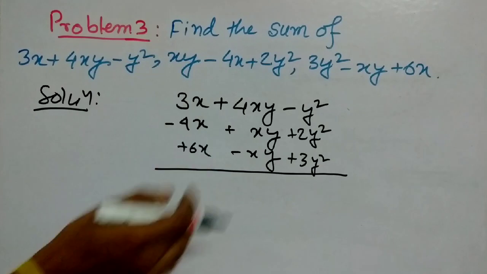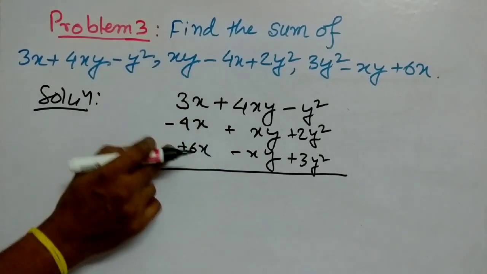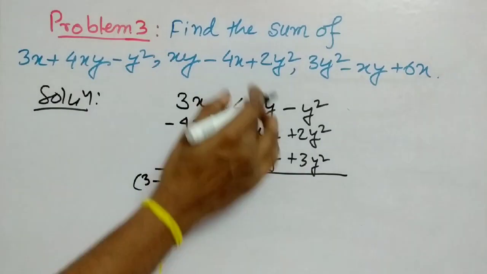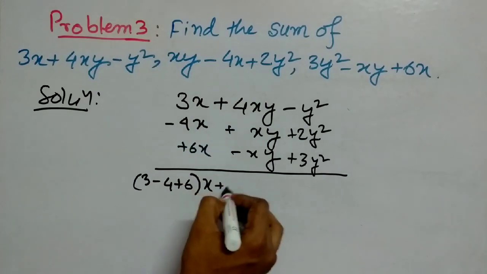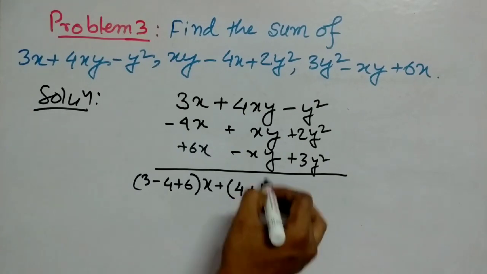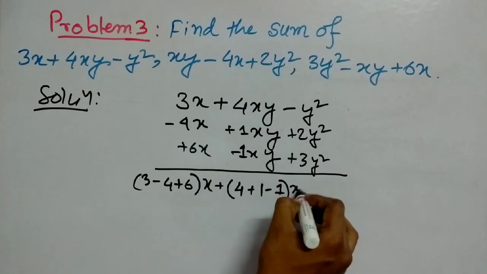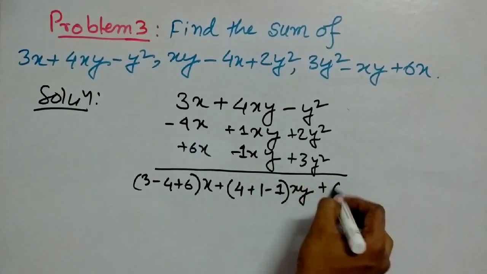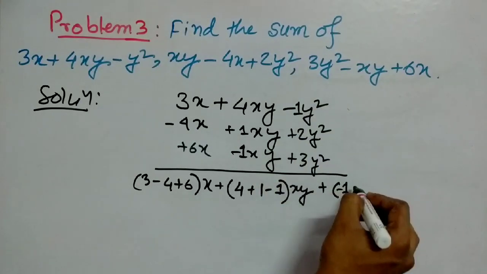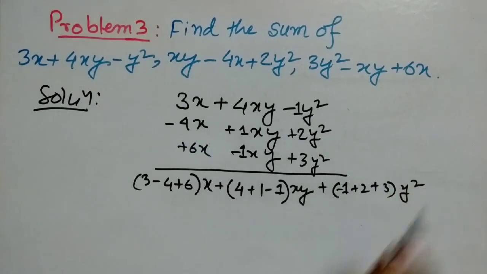So we will just write down the coefficients in the bracket. Now 3 minus 4 plus 6, that is 3 minus 4 plus 6 x. Then for the case of xy, put a plus and start a bracket. It is 4 plus 1, and then minus 1 xy. And here put a plus and start a bracket. It is minus 1 obviously, so minus 1 plus 2 plus 3, and here y square.